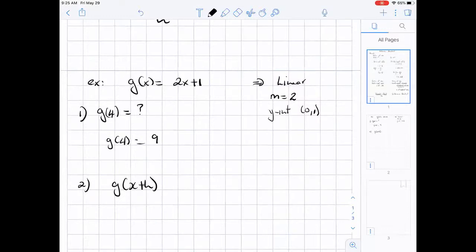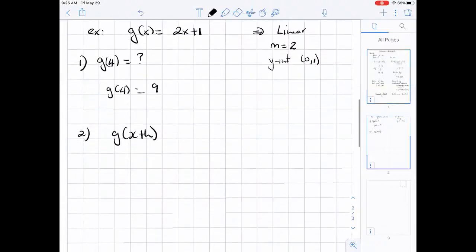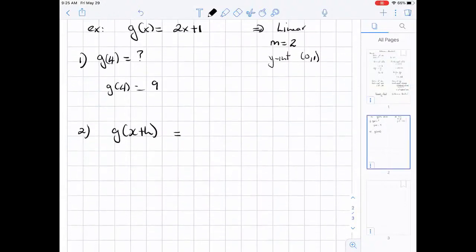2x plus h plus 1. No, take your time. Get paper, guys. You can't do this in your head, right? That went fast. 2x plus 2h plus 1. So it'll be 2x plus h in parentheses plus 1. Right? And when you distribute, you get 2x plus 2h, not 2x plus h plus 1. You agree with that? Yes.